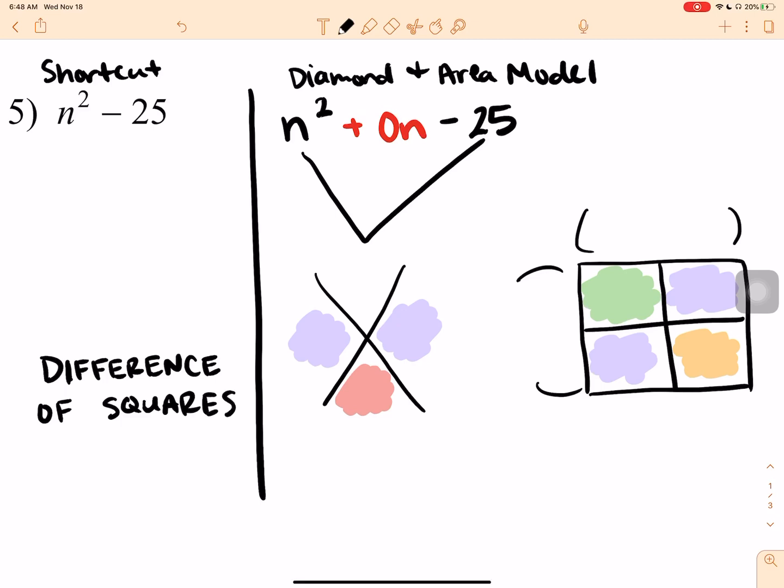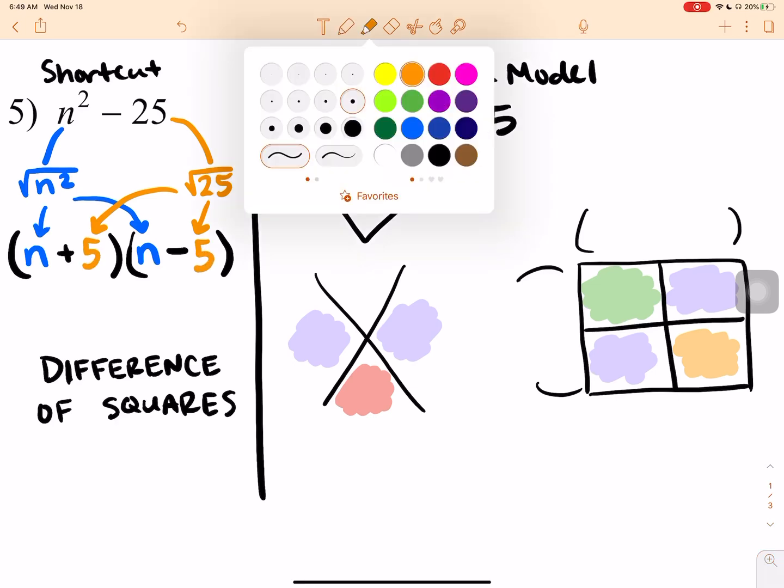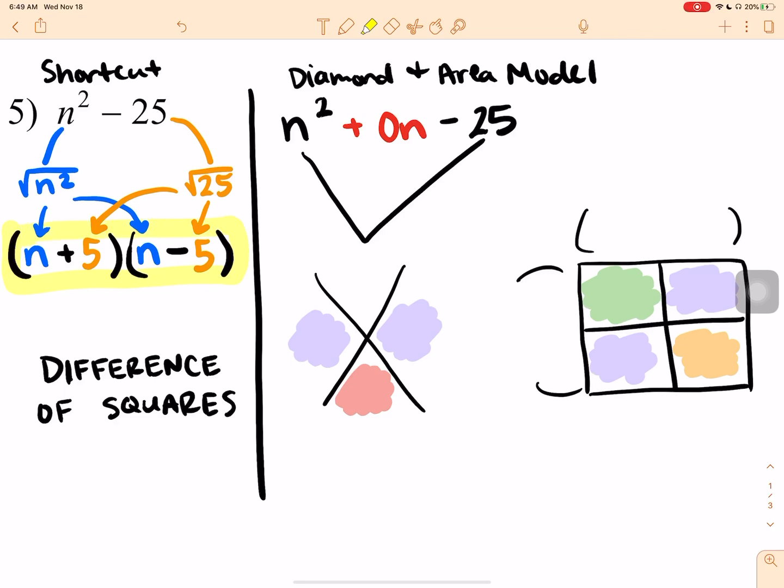Okay, so here, with a difference of squares, we always have the first factor with the positive in it, and then the second one with the negative. For the first part, you take the square root of n squared, and that is what goes into the first two parts there. So the square root of n squared is just n. And then the square root of 25, we just ignore the negative for this one, is 5 and 5. So this is the factored form of n squared minus 25 if you recognized that you had two perfect squares and they were subtraction there. Okay?